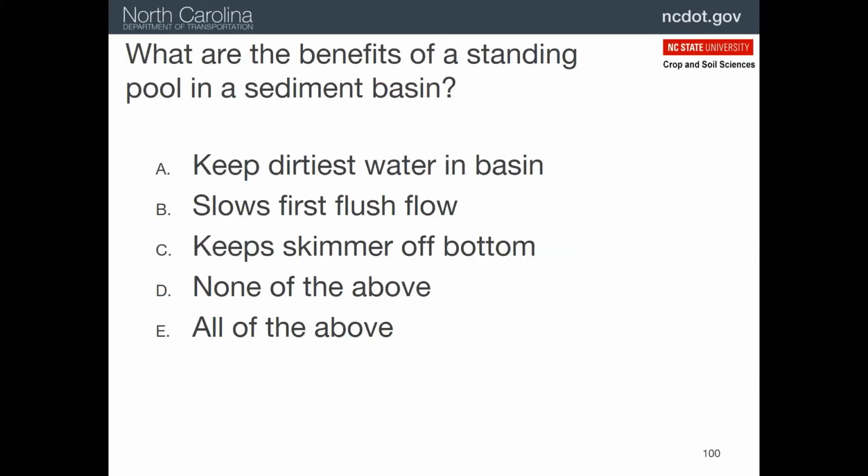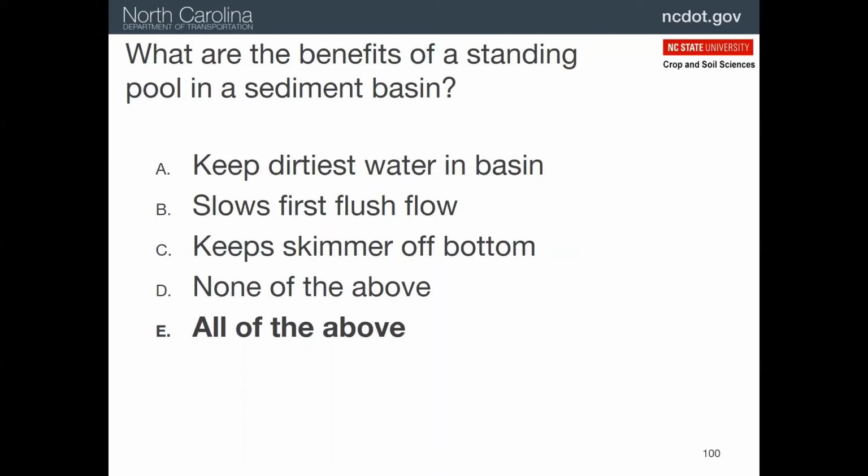Okay, so give me some of the benefits of a standing pool in the sediment basin. I listed a few: dirtiest water in the basin, slows the first flush, keeps the skimmer off the bottom, none of the above. Hopefully everybody said all of the above. So a lot of benefits to that.